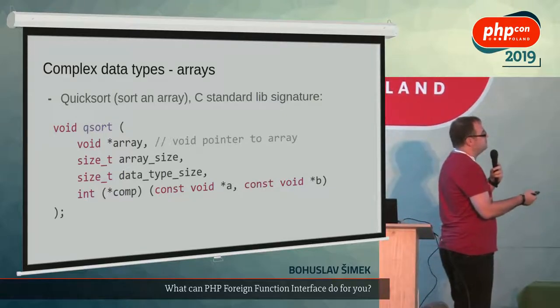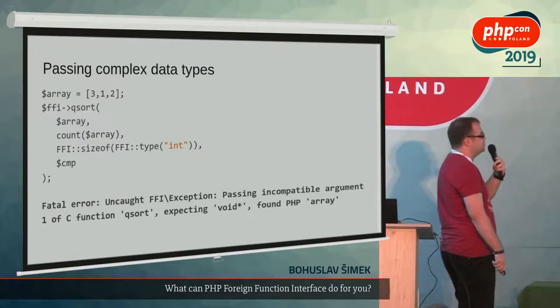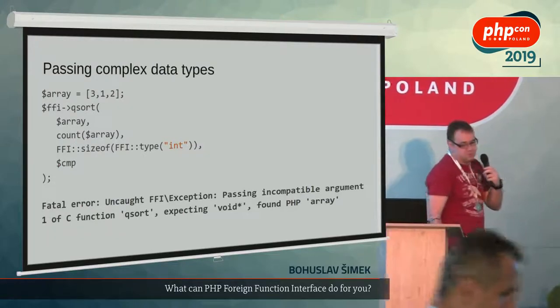I again have a signature here. And the first very interesting thing is that the parameter in which we will try to provide an array is something a little bit strange that we actually don't have in PHP. It's void asterisk. Well, this is actually a pointer.